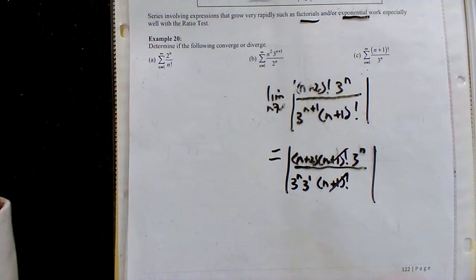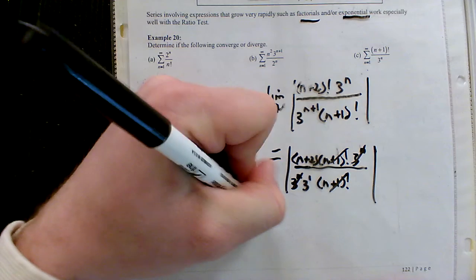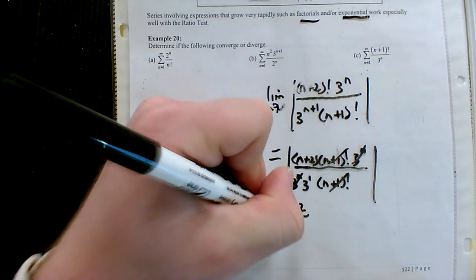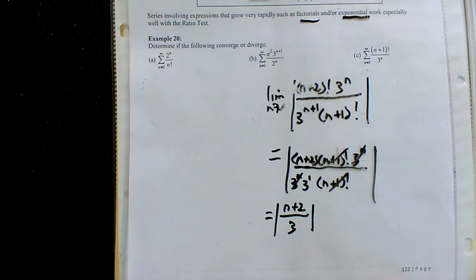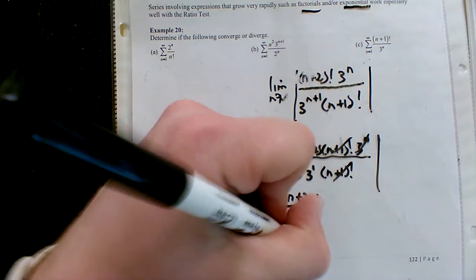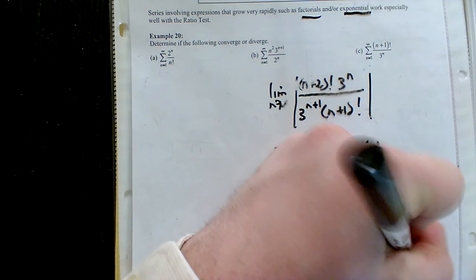Now I can cancel anything I have in common. So the n plus 1 factorials, and I have a 3 to the n and a 3 to the n. That leaves me with n plus 2 over, don't forget your absolute values, over 3. So now, if I take the limit of this as n goes to infinity, I get what? I get infinity, and that is greater than 1, so what does that tell me? Diverges by ratio test.